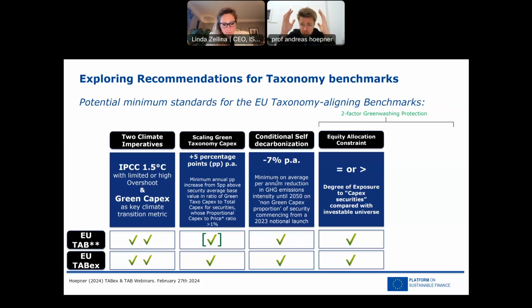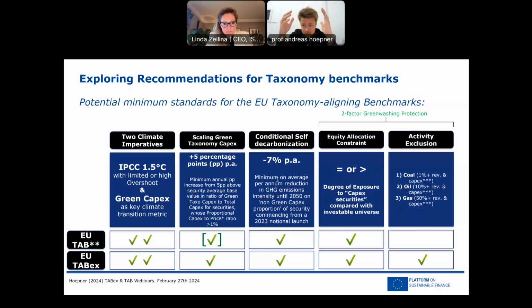We have an exposure constraint for CapEx securities. So if 60% of my universe are CapEx securities, then the TAP and the TAPEX will also have to have 60% of CapEx securities. And we have activity exclusions. And they have internally caused the most debate because activity exclusions essentially are always heated discussions. And here they're a little bit more complex.